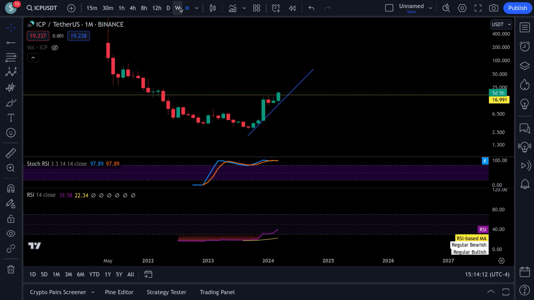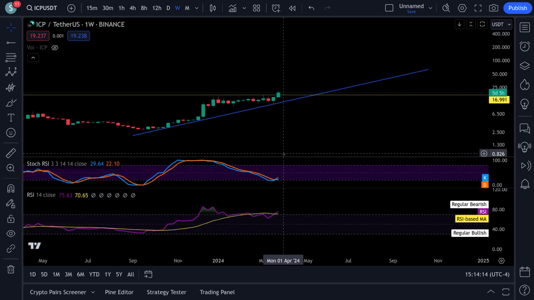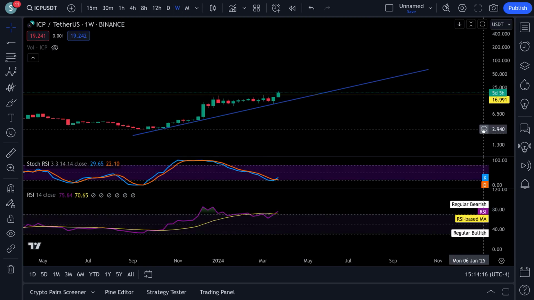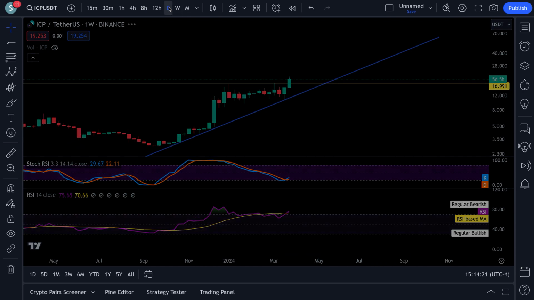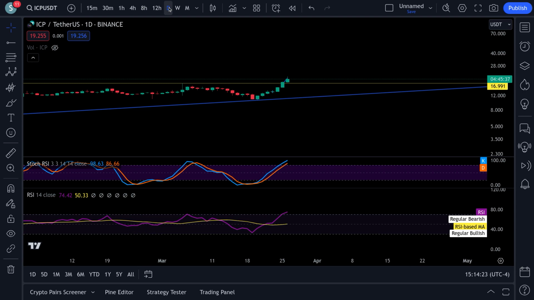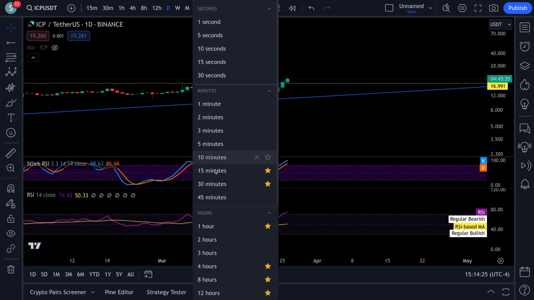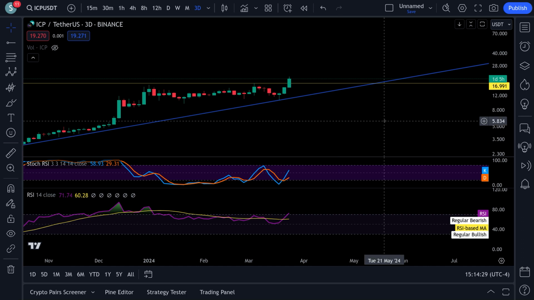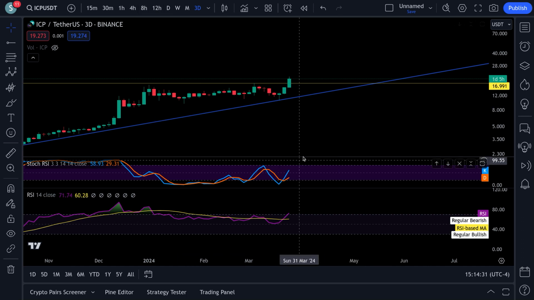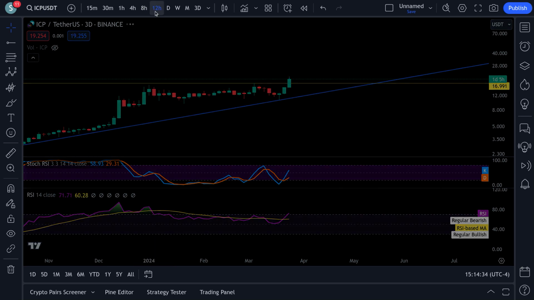If we go in on a weekly, just starting up, 29 and a 22, just getting going, really. The daily, 98 and 86, it's still bullish. The 3 day just turned up, 58 and a 29. All right, so ICP, I believe, has got a long ways to go.